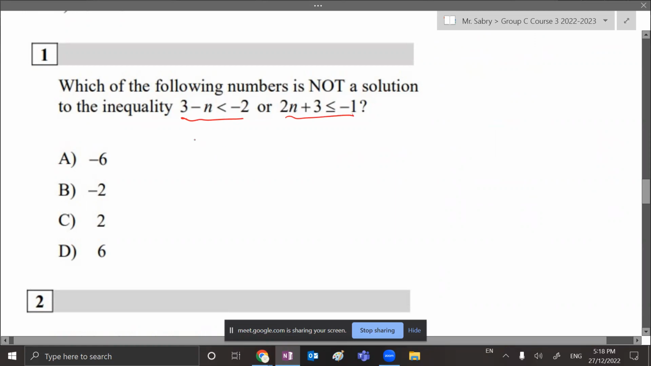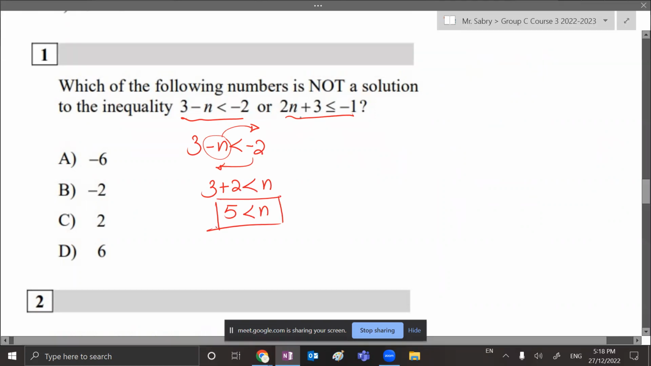First of all, like the part we were talking about, Carla, look, I can move the negative n to this side to make it positive, and move the negative 2 to this side to make it positive too. So I have 3 plus 2 less than positive n, which means 5 is less than n. That's the first inequality.